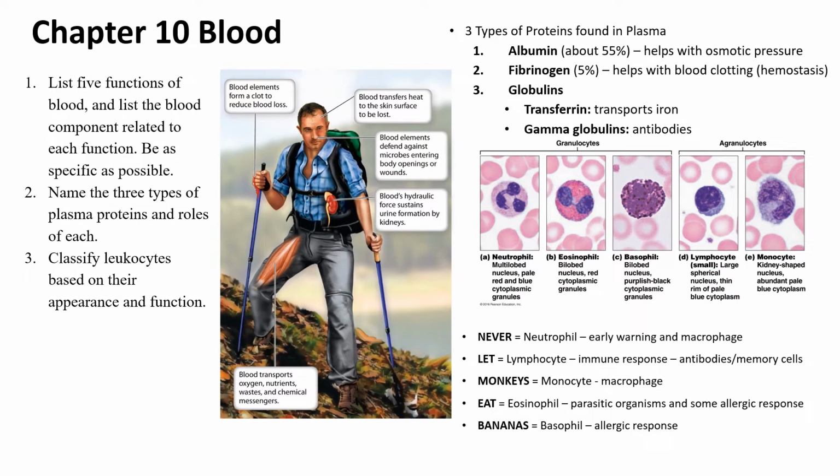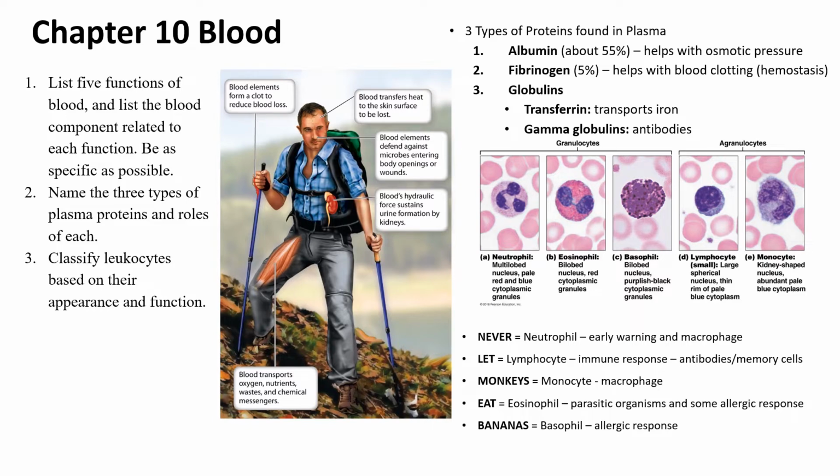So, the 5 functions of blood. They help to reduce blood loss through blood clotting. Blood helps with heating the body, maintaining our thermodynamics. It defends against any type of foreign invasion, helps to maintain blood pressure, and of course, the main job of blood, transporting oxygen, nutrients, waste, and chemical messengers throughout the body.